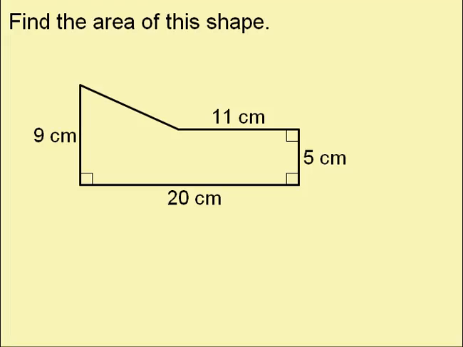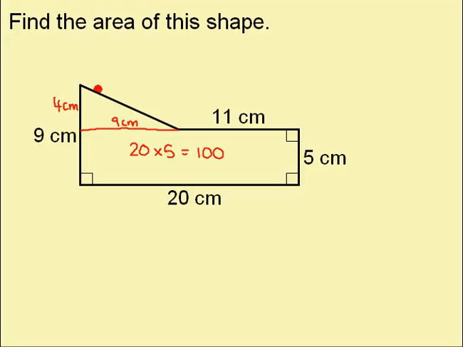Now for this question, I can see that the shape is made from a rectangle and a triangle. Starting with the rectangle, that's 20 by 5. So I've got 20 times 5, which is 100. Now for the triangle, this part here is 20 take away 11, so that's 9 centimetres. And this part here is 9 take away 5, so that's 4 centimetres.